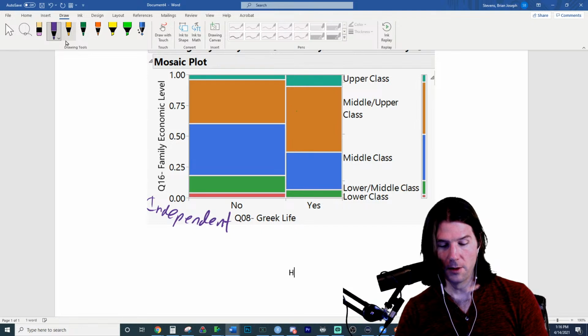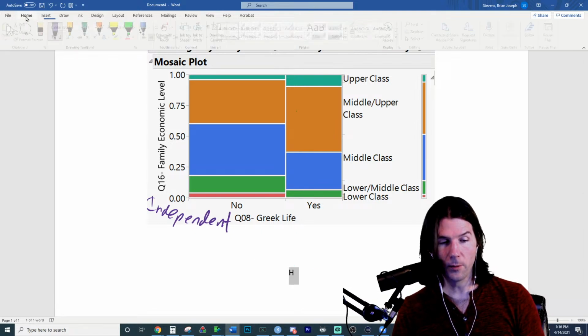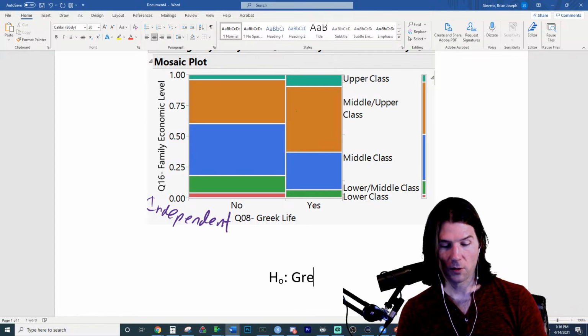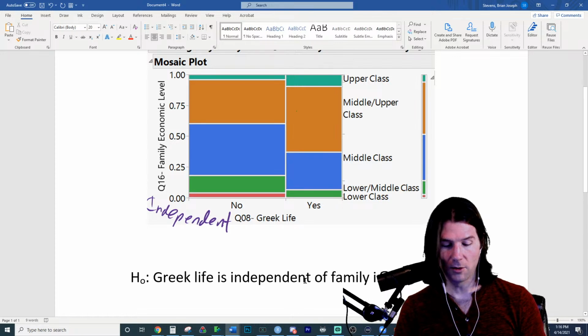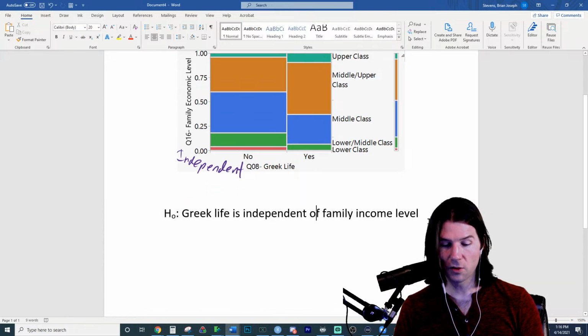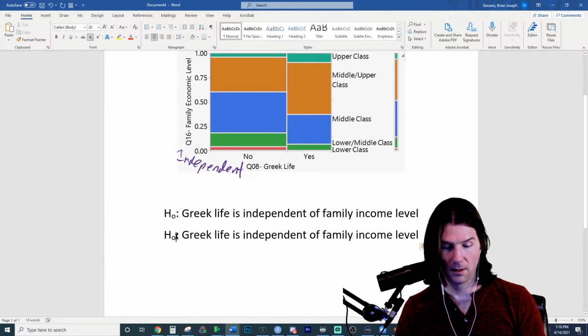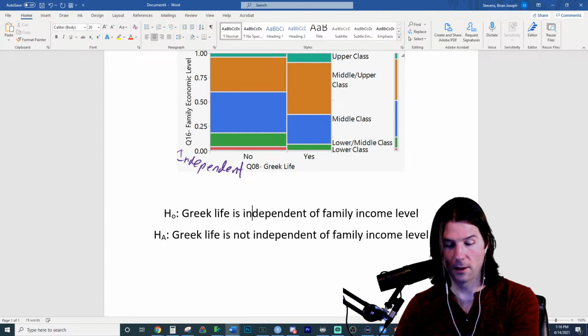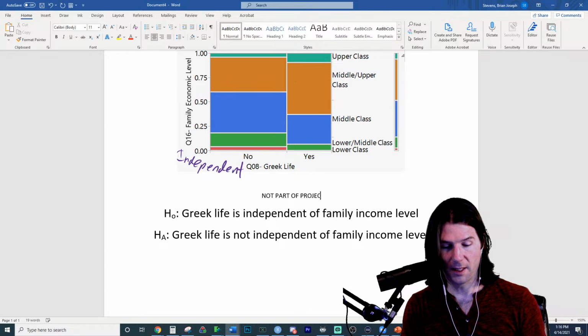The null states, this is the only one that breaks the trend for the null and alternative. If you learn this right now, I'm going to test it in a second to see if you know it. We're going to write here, Greek life is independent of family income. And the alternative is going to be, is not independent. You don't have to do this for your project. So not part of the project.